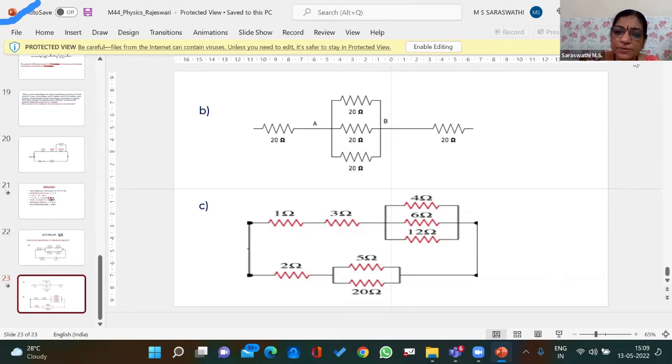Is it clear how to solve such problems when you have a combination of resistors? Yes? Yes, ma'am.